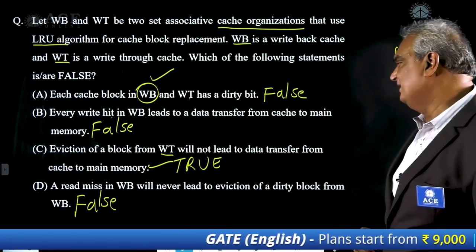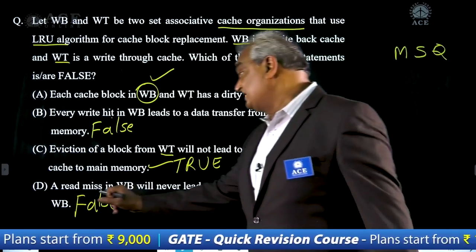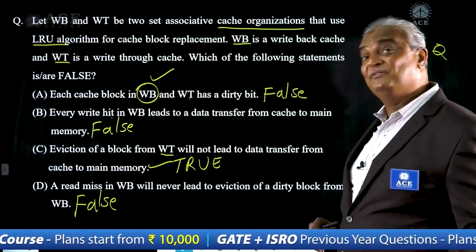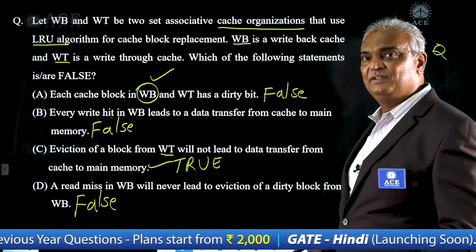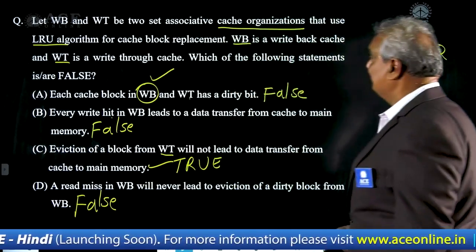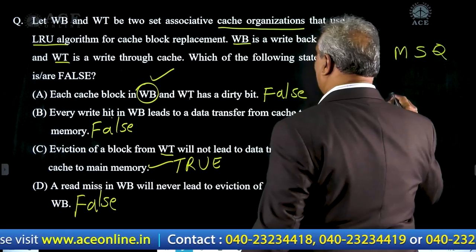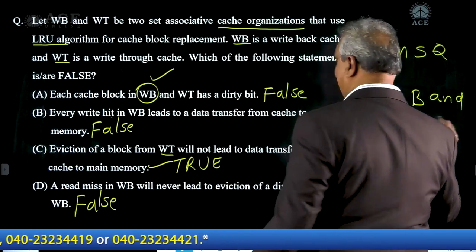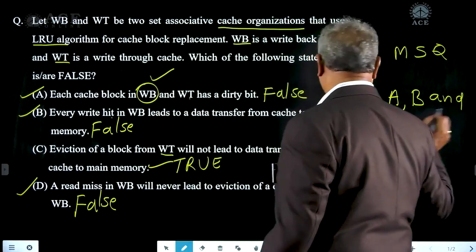A read miss in WB will never lead to eviction of a dirty block from WB. Why is it false? A read miss in WB, write back, will lead to eviction of a dirty block because a miss has occurred. Then eviction is compulsorily required, from cache memory to main memory. That's why it is also false. What was asked in the question? Which of the following statements is/are false? Correct. False statements are A, B, and D. So the correct options are A, B, and D only.